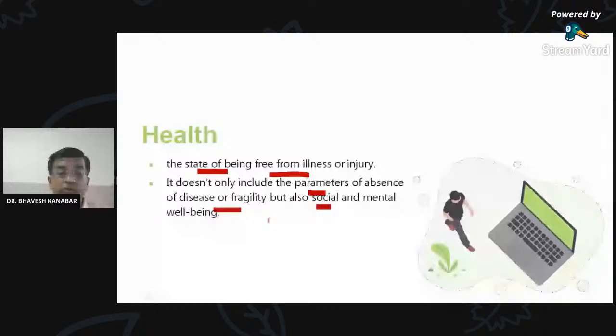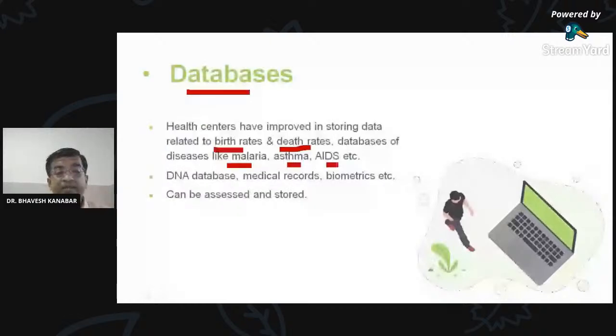Health centers have improved storage of data related to birth rate and death rate. All the states, corporation areas, and district areas have information about the birth rate and death rate of the area, stored in computer databases. There are databases of different diseases like malaria, asthma, AIDS: how many persons in a city are currently suffering from malaria, asthma, or AIDS. Whatever diseases are included in the IDSP project, that database is already there.